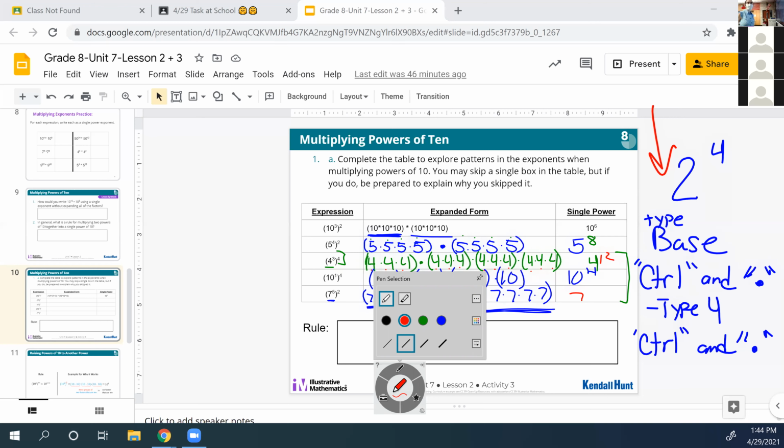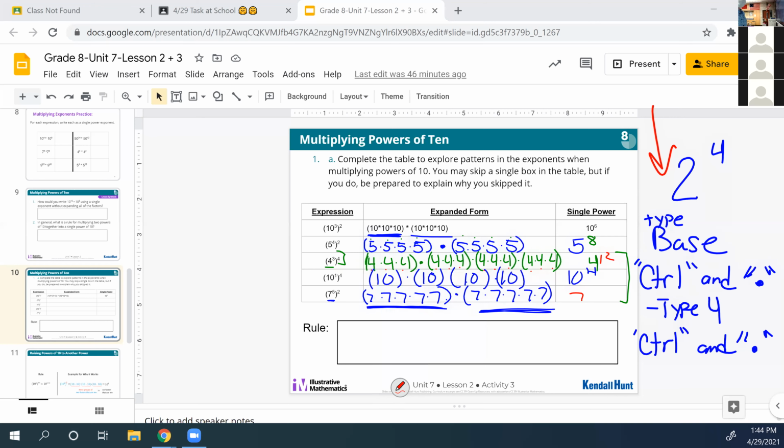What are we going to get? Come on. I know Bridget's got this, but let's get some answers from other people. What are we going to get here? Very good, Olivia. We're going to get 7 to the 10th. Count out your 7s. You have 10 of them. Very good.